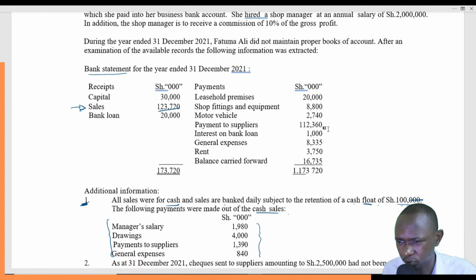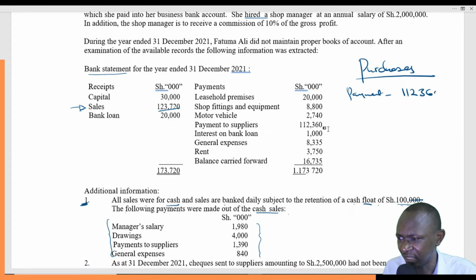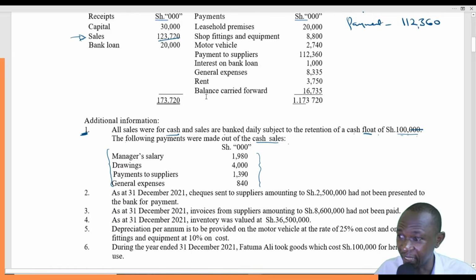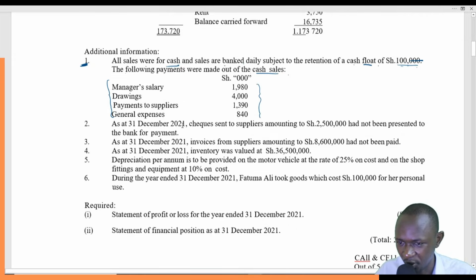So now let's talk about purchases here. That was about sales. So purchases. We have payment to suppliers. How much did we pay? 112,360. Okay, that is what we have paid. The bank has actually recorded those payments.